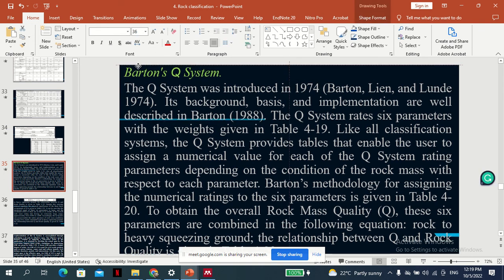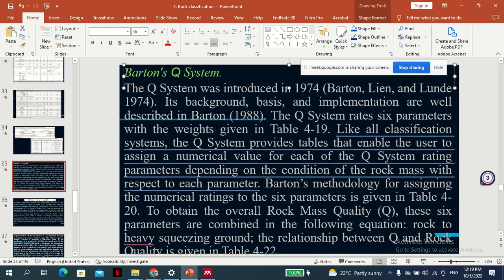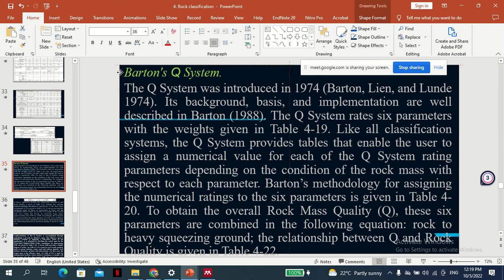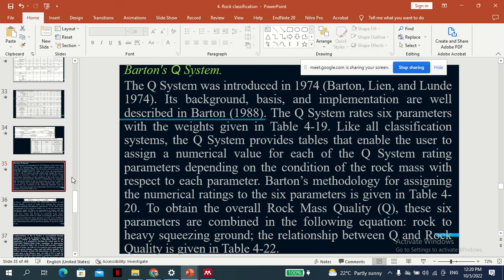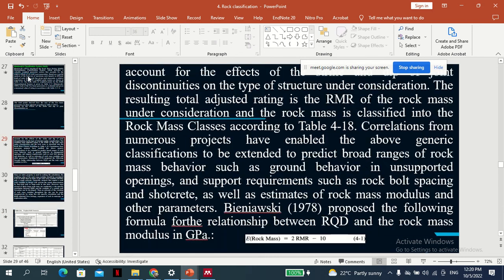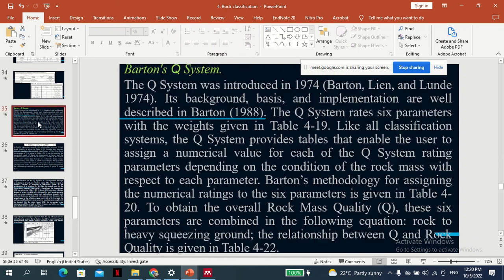I think I've already shown you this in the first part of this lecture, but now the details. Again, the Q system was proposed by Barton in 1974. Bieniawski proposed his in 1973. So this is the Q system by Barton. Barton was the first author, but there are three of them. Its background, basis, and implementation are well described in this reference.